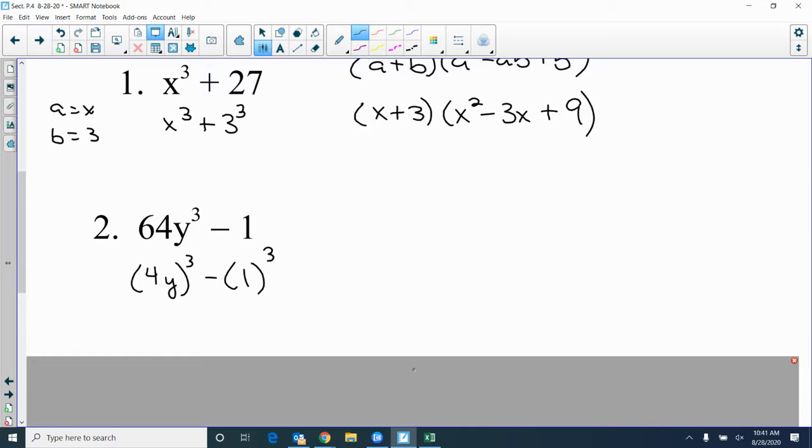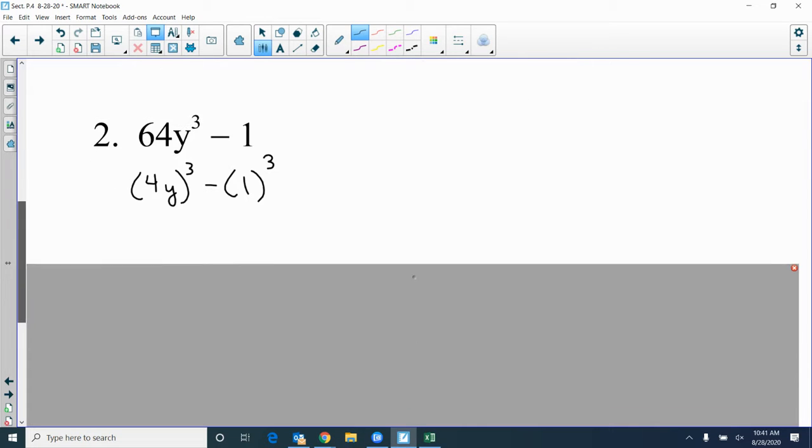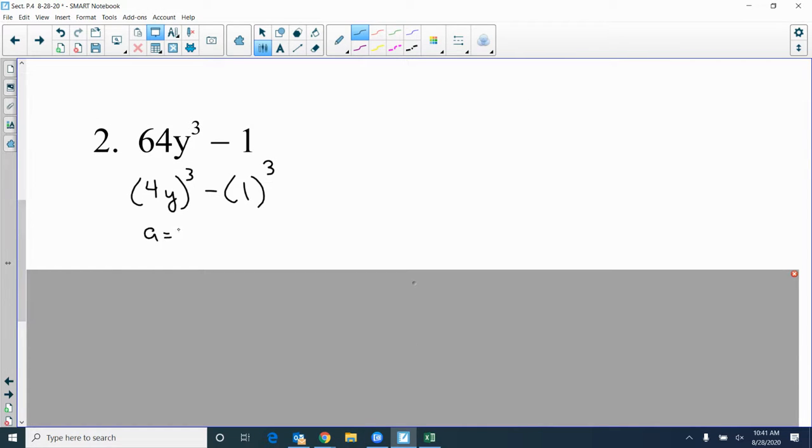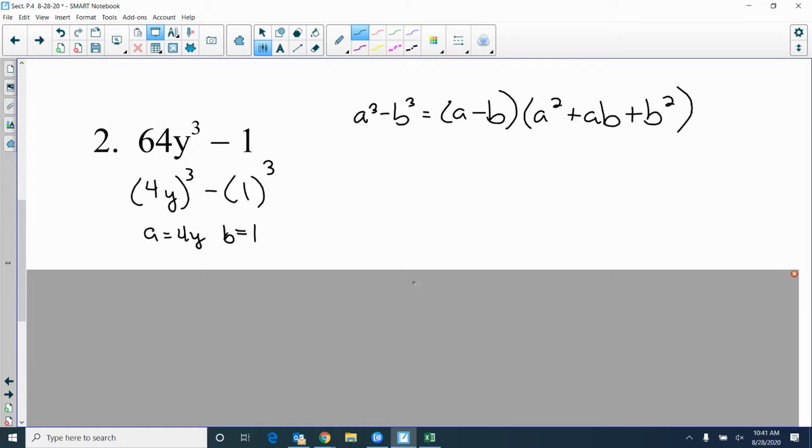So everywhere there's an a, you're going to put 4y. Everywhere there's a b, you're going to put 1. Now for this, let's see here. A cubed minus b cubed is a minus b times a squared plus ab plus b squared. And so that's going to be 64y cubed minus 1. All right, so that's 4y minus 1.